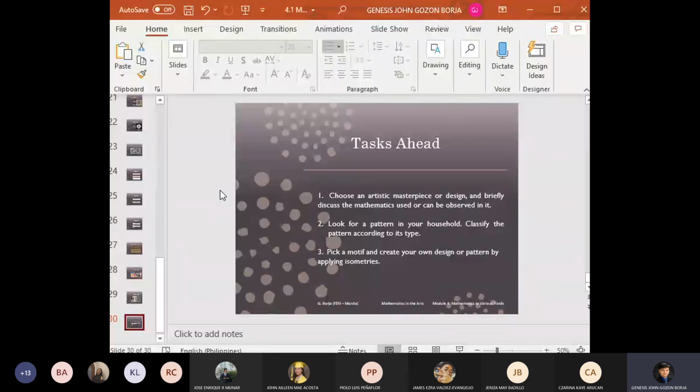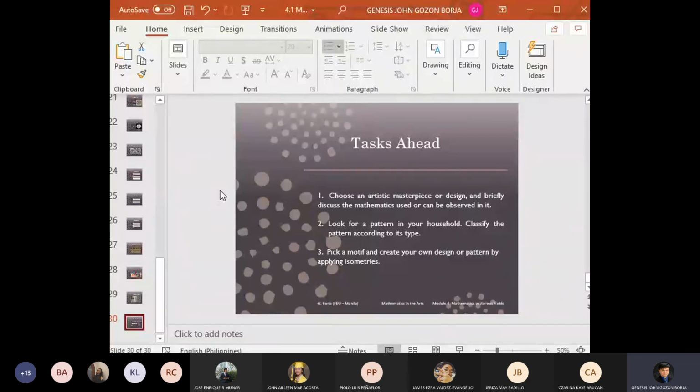And then another task is for you to look for a pattern in your household. So, anong mga patterns ba yung nakikita natin sa paligid? Yung example kanina, yung mantel. Di ba yung ating mga table mantels? Tama ba? Most of the time, they are rosette. Minsan hindi rin, no? But you can look for other designs and just classify, no? Just tell us what type of pattern was it. Is it a rosette? Kung rosette, anong klaseng rosette? Is it dihedral or is it cyclic rosette? Kung frieze, anong type of frieze naman, no? Or is it a wallpaper pattern? Okay? And then yung pinaka highlight siguro ng activity is for you to create your own design by applying isometry.